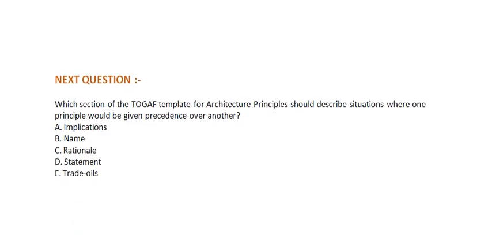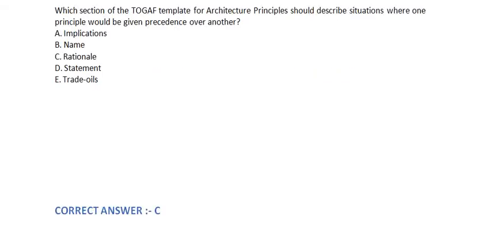Next question is, which section of the TOGAF template for architecture principles should describe situations where one principle would be given precedence over another? Option A, implications. Option B, name. Option C, rationale. Option D, statement. And option E, trade-offs. The correct answer is option C.